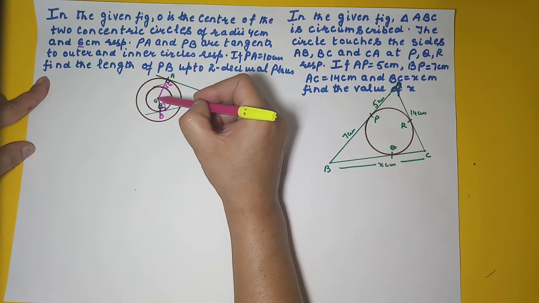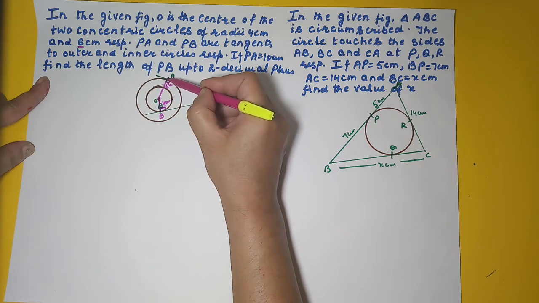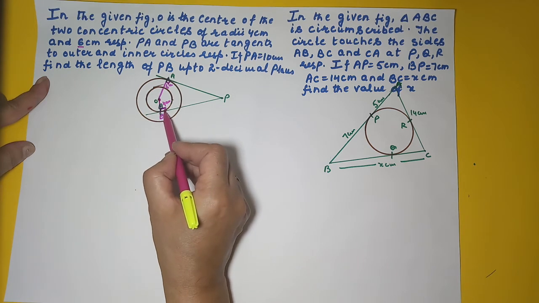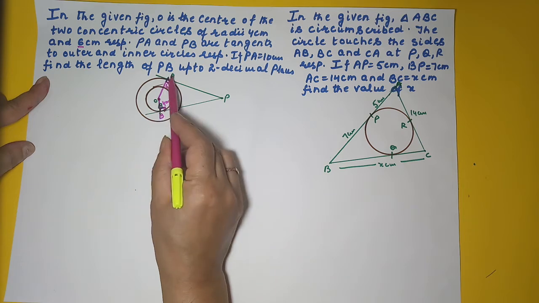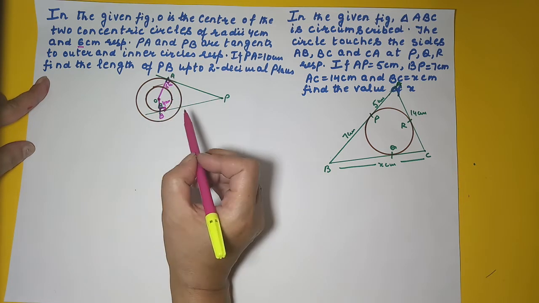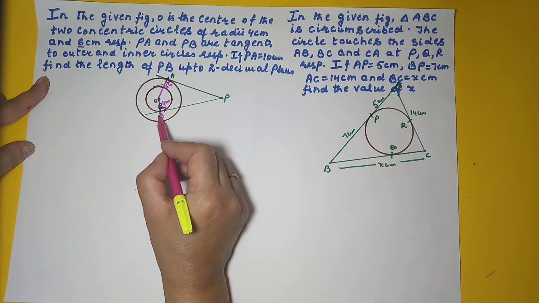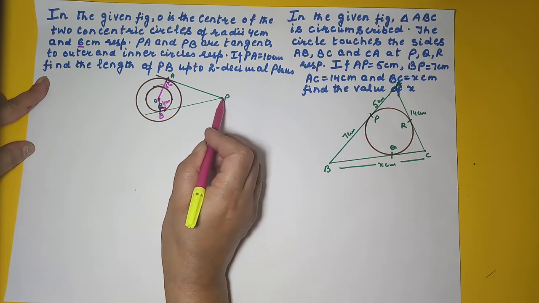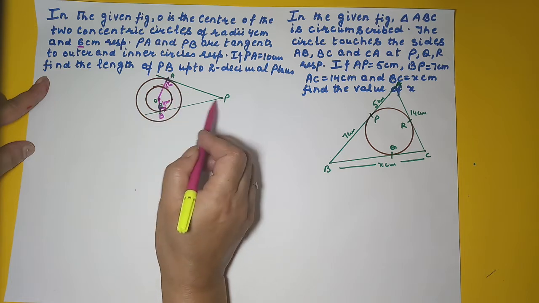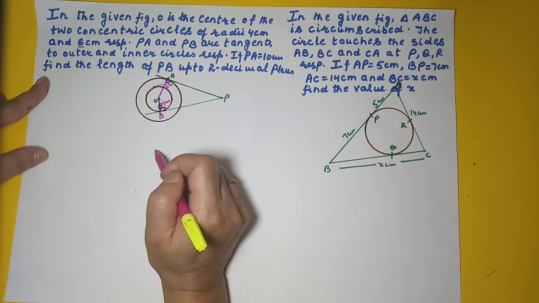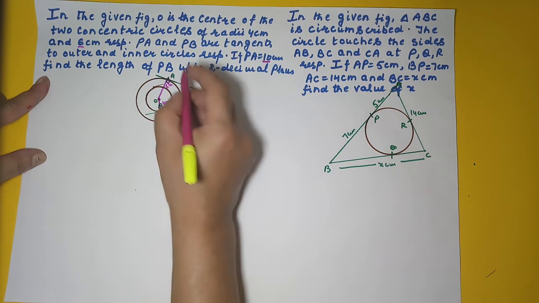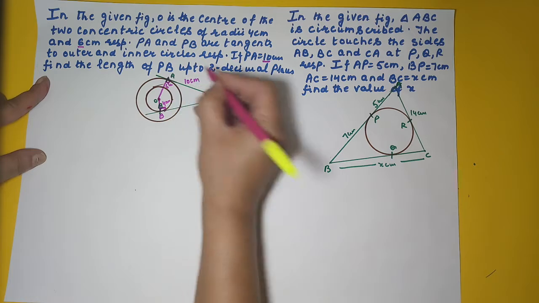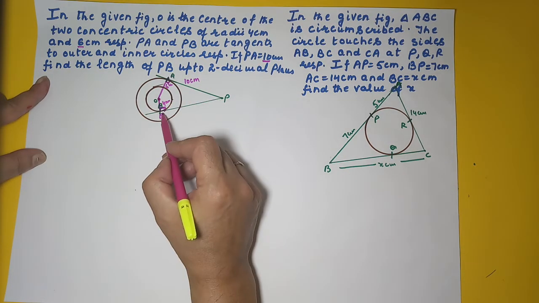Why? Because we know that the line joining the center and the point of contact is perpendicular. So this is a perpendicular line here. If PA is the tangent, then OA is perpendicular to PA. Similarly here OB is perpendicular to PB, because P is the external point from where two tangents are drawn to the circle. Now he is saying that if PA is 10 centimeter, that means the length of this tangent is 10 centimeter. He wants us to calculate the length of PB.